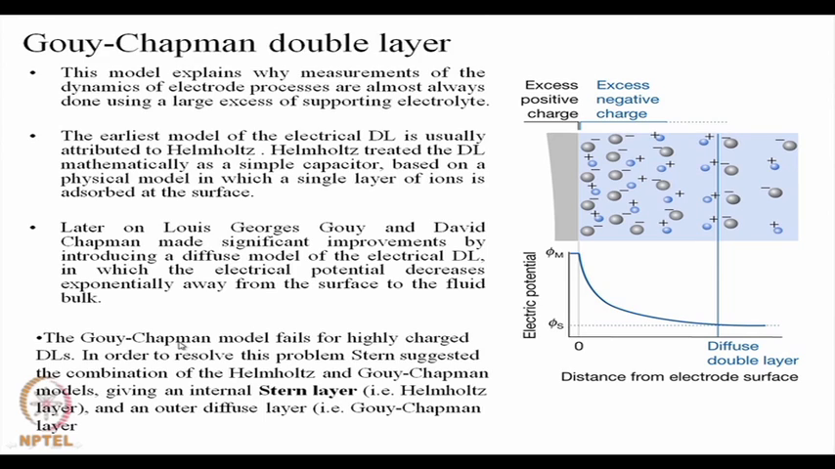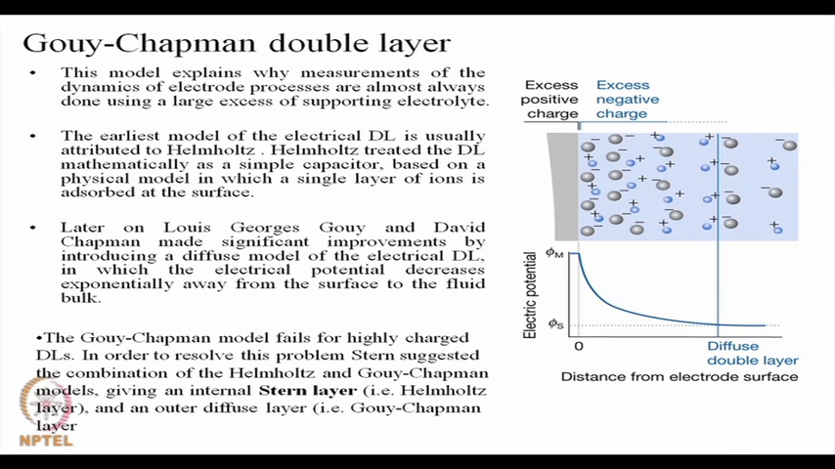Now, this Gouy-Chapman model fails for highly charged double layers. In order to resolve this problem, Stern suggested the combination of Helmholtz and Gouy-Chapman models, giving an internal Stern layer, that is the Helmholtz layer, and the outer diffuse layer, that is Gouy-Chapman. So, it is a mixture, especially for highly charged double layers, not for the simple cases.